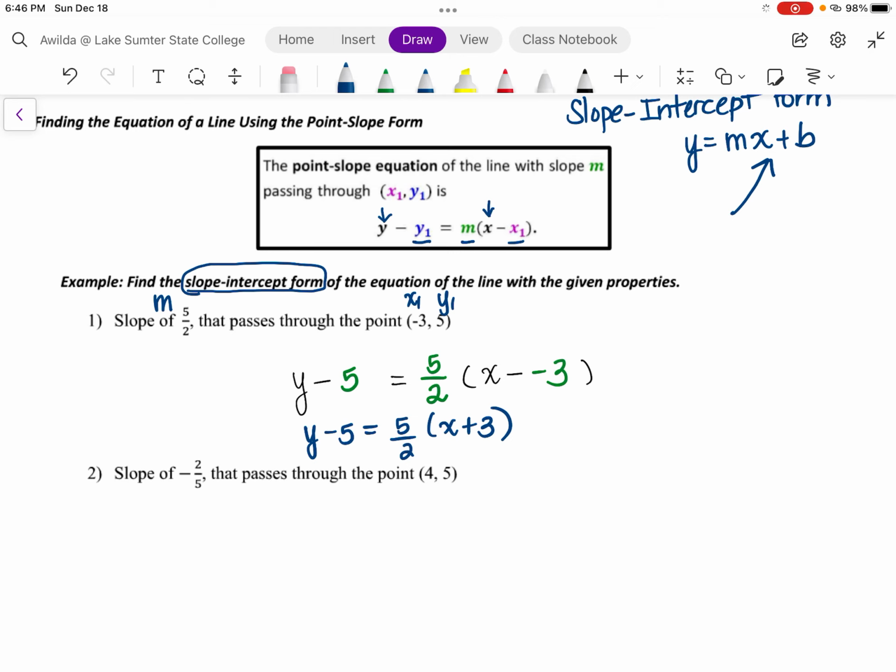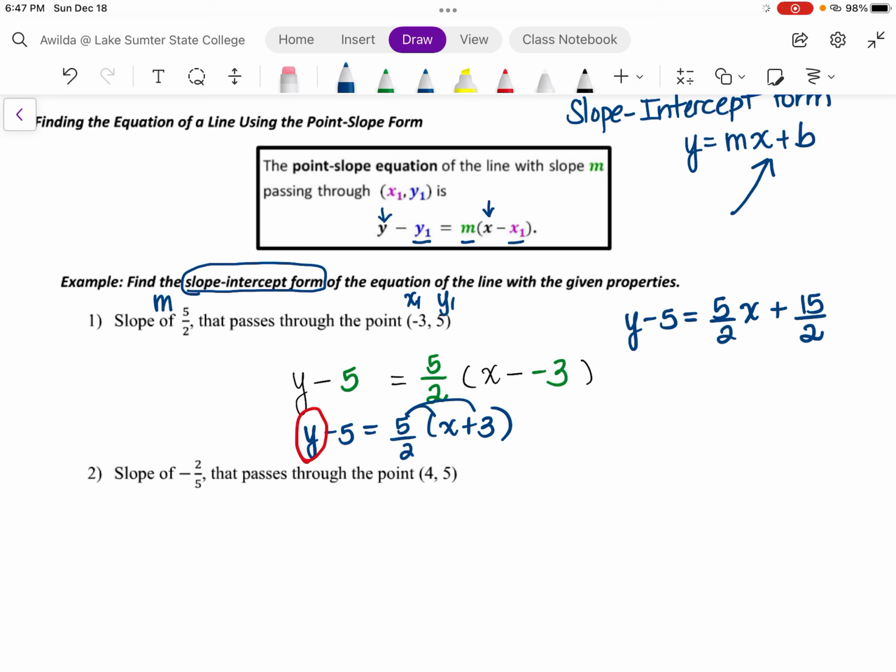To do that, we have to isolate the y variable. All right, so anytime we're asked to write the equation in slope-intercept form, we just have to try to get the y variable on its own on one side of the equation. So let's go ahead and distribute the 5 halves on the right-hand side. So we have y minus 5 is equal to 5 halves times x plus 5 halves times 3 is 15 halves.